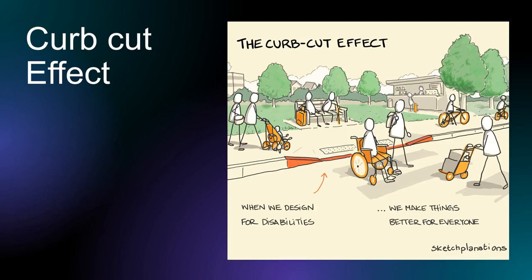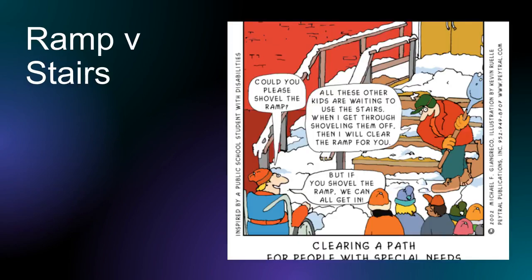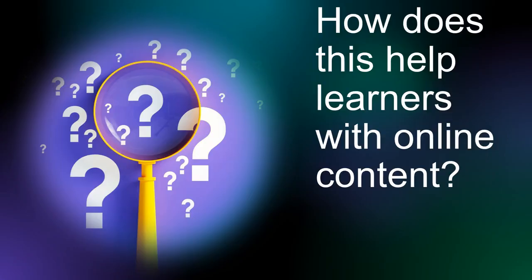But often, even though we create these curb cuts and these things for people, we forget to use them first, as seen in this example, where a man is shoveling the stairs while someone else needs to use the ramp. We need to remind ourselves that if we shovel that ramp first, if we make things accessible first, we help everybody. And that's what we need to start focusing on.